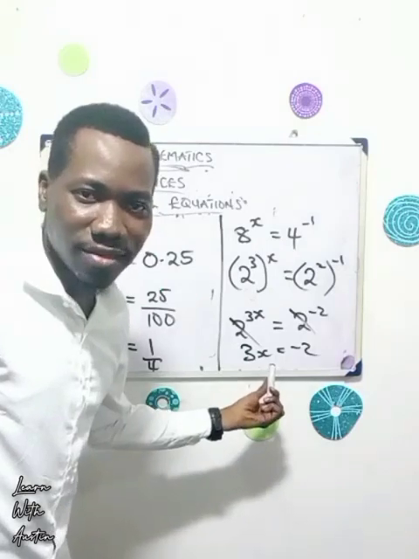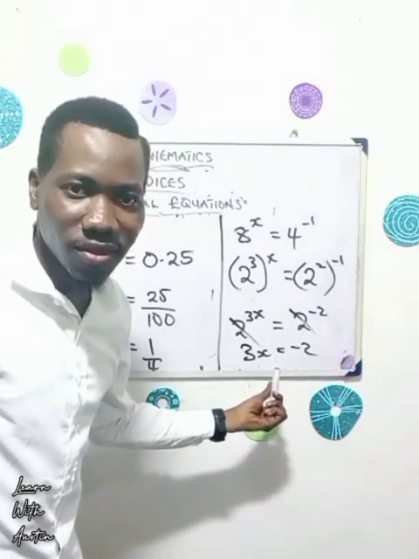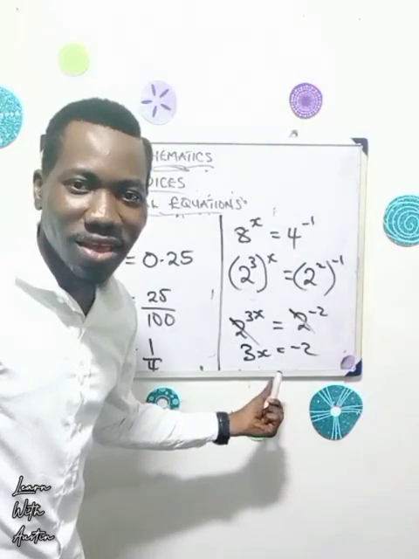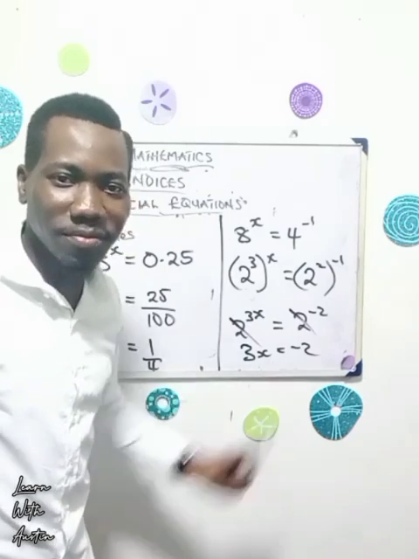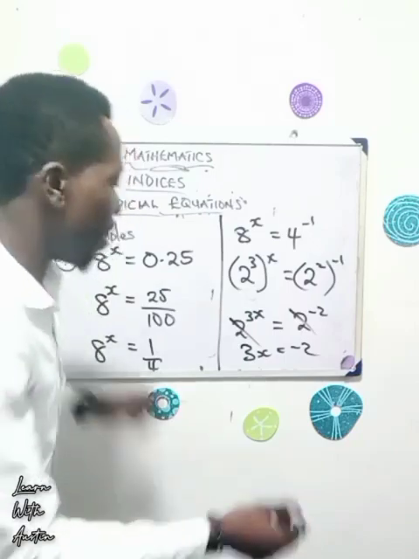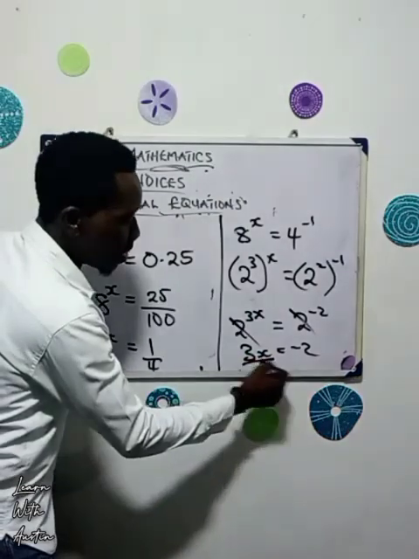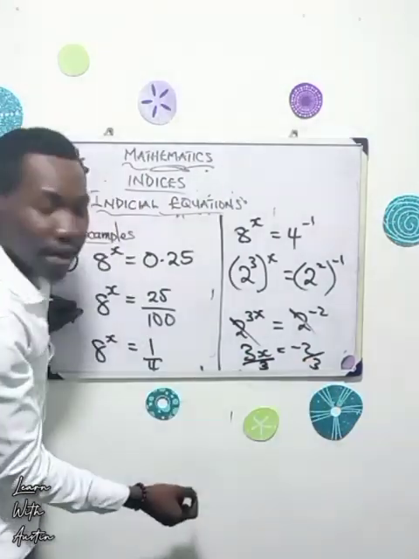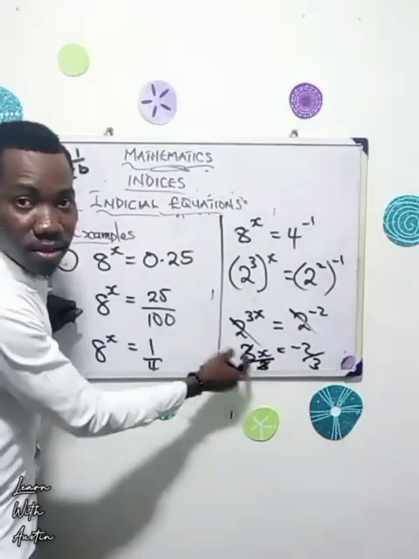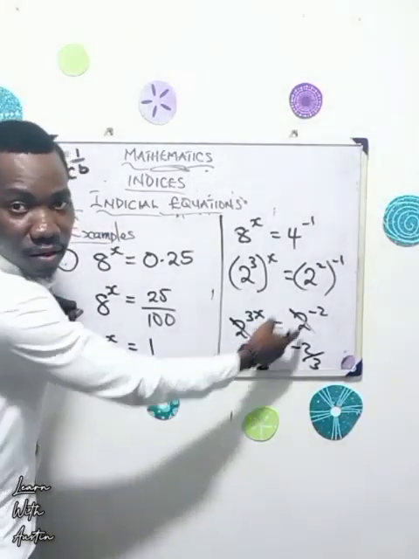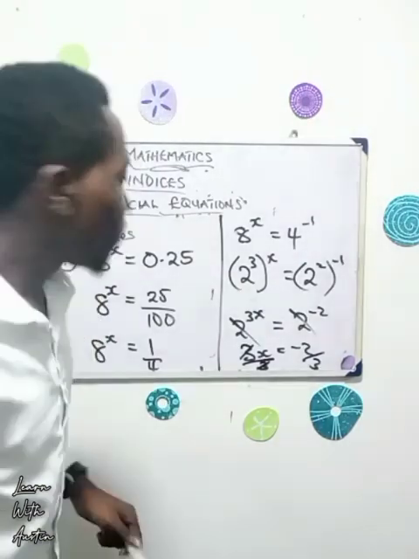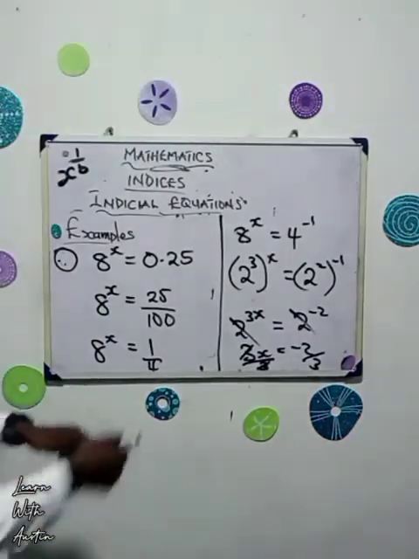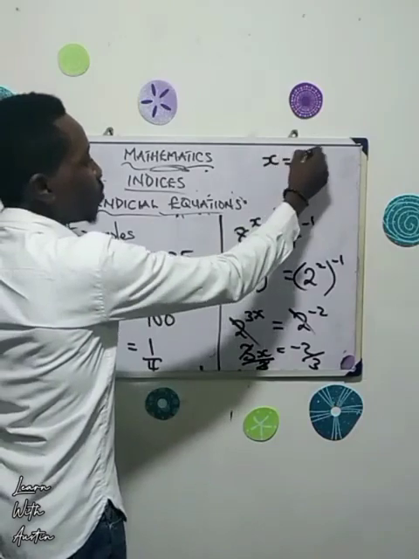What's the next thing we are going to do to get the value of x? Because what we need is x, right? Divide both sides by 3, exactly. So 3 cancels 3, and x now equals minus 2 over 3. That's the answer. So x equals minus 2 over 3.